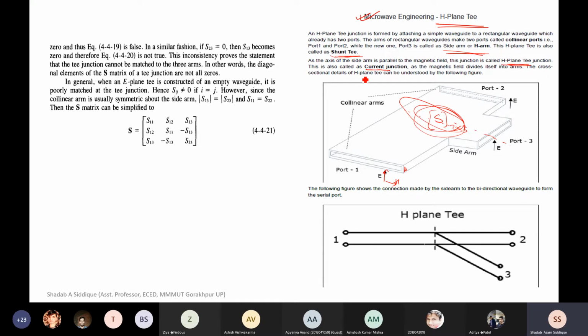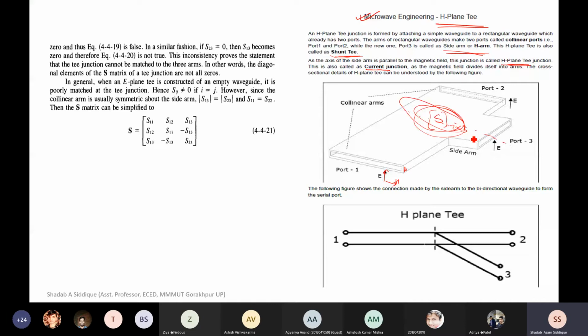Now the cross section detail of the H plane T can be understood from the following figure, which is given here, so you can go through this. Just keep in mind the definition of E plane T as well as H plane T: take the axis of the side arm and see whether the electric field or the magnetic field is parallel to it. If the electric field is parallel to the axis of the side arm, we call it an E plane T or series T. And if the axis of the side arm is parallel to the magnetic field, we call it a shunt T, also called an H plane T.